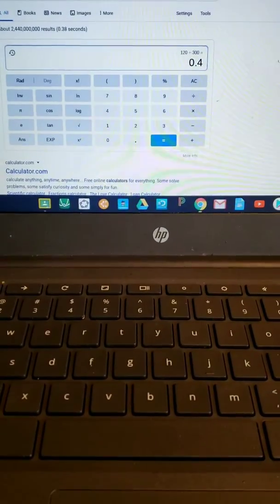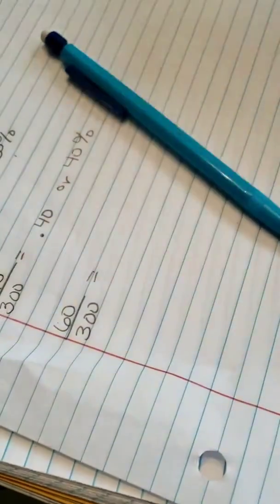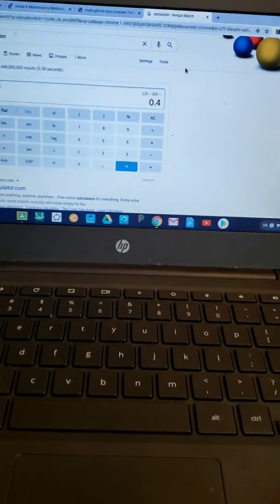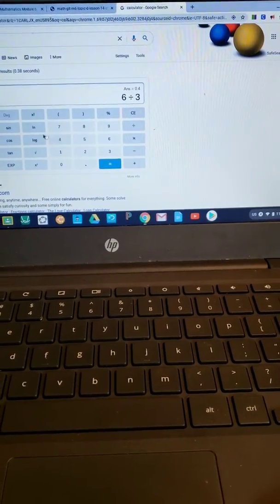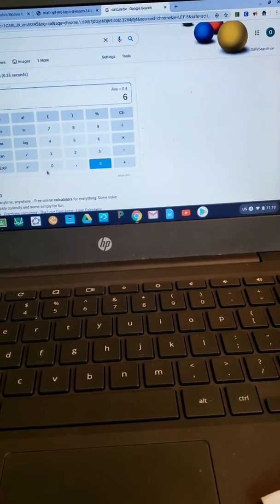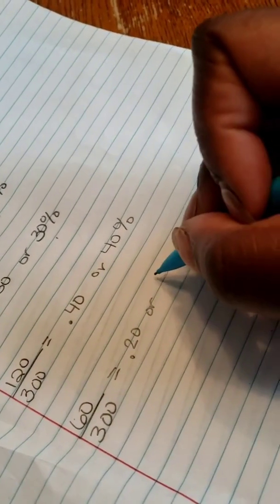Now I'm going to do the ones for the kids that like drama. Drama's going to be 60 divided by 300. Then I'm going to pull up my calculator, and I'm going to do 60 divided by 3. Let me go back, sorry. So 60 divided by 300, and I get 0.2 or 20%.